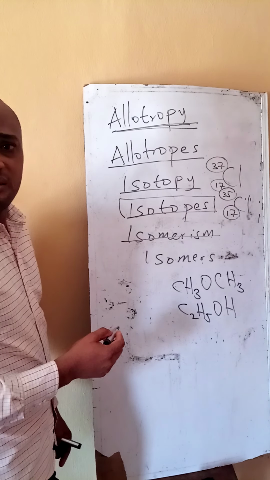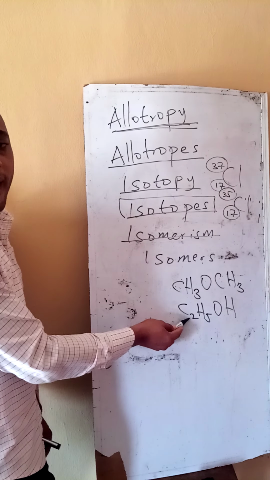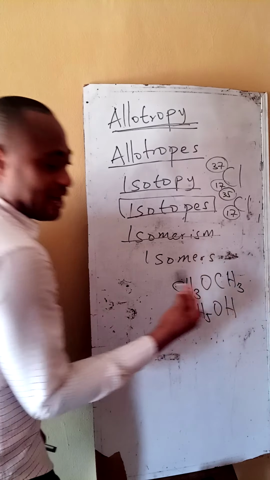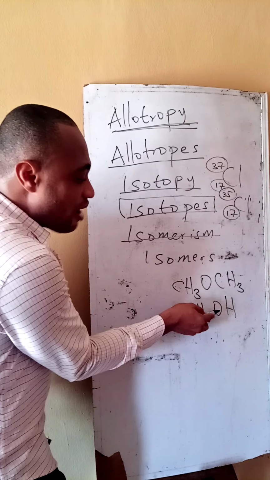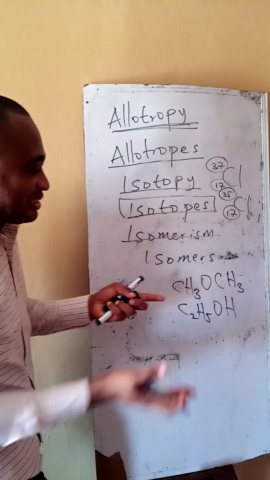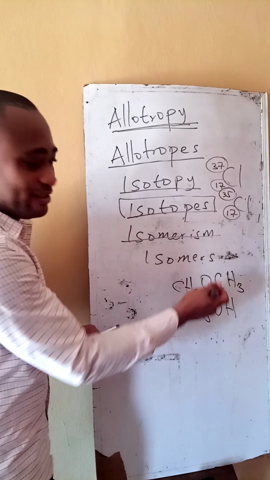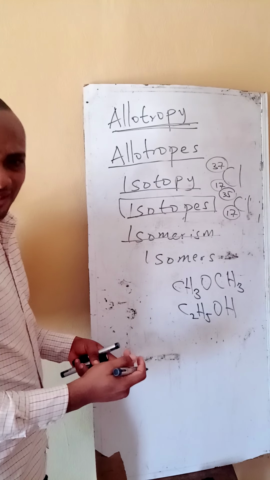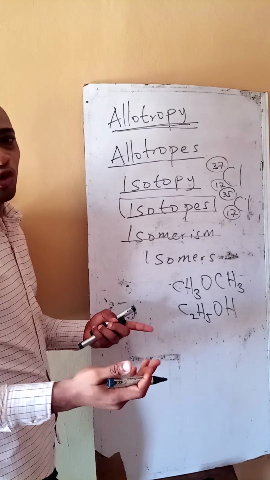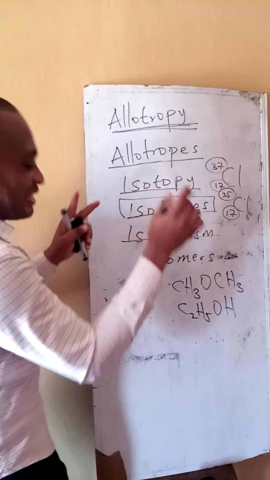Look at the formula. What do I have in the formula? How many carbon atoms? 2. And here I also have 2 carbon atoms. How many hydrogens? 6. I also have 6 hydrogen atoms. How many oxygen? 1. And I still have 1 here. So their molecular formulas are the same, but the difference is in their structure. This is methoxymethane, while this is ethanol. You got that? Same molecular formula, different molecular structures, or different structural formulas. Now we'll come to all this, so I trust you understand the difference here.